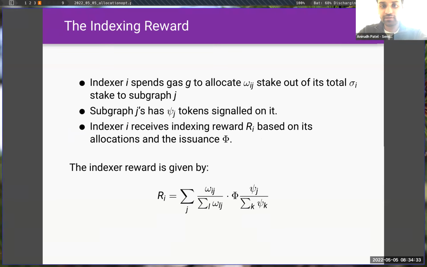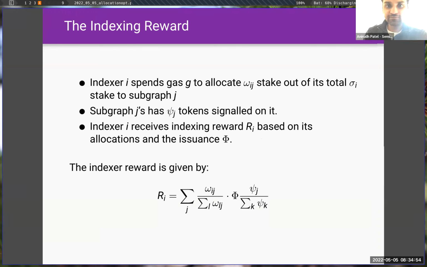So just a brief overview for people who haven't seen the indexing reward before, and also an introduction to the notation that we're using. An indexer i is going to spend gas g to allocate stake omega_ij, out of its total stake sigma_i stake, to subgraph j.